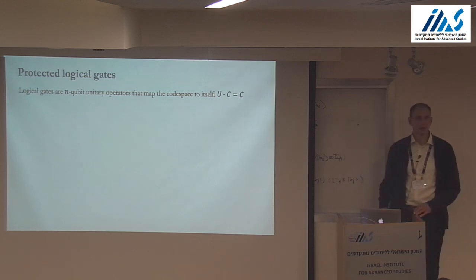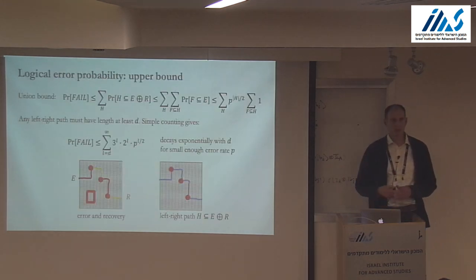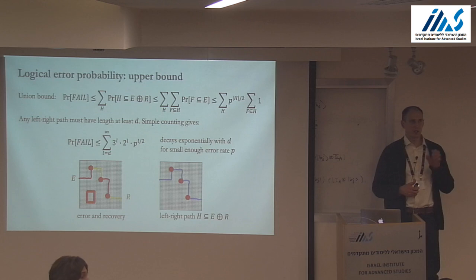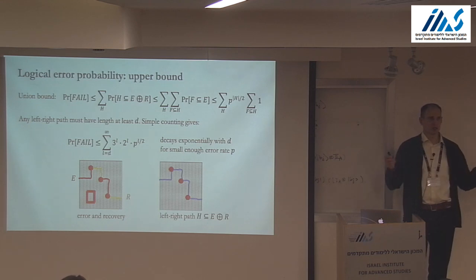Can you also give a bound with n? I mean, does it also scale exponentially with n? Yes, so n is approximately d squared. It's 2 times d squared. So it decays exponentially with the square root of n.